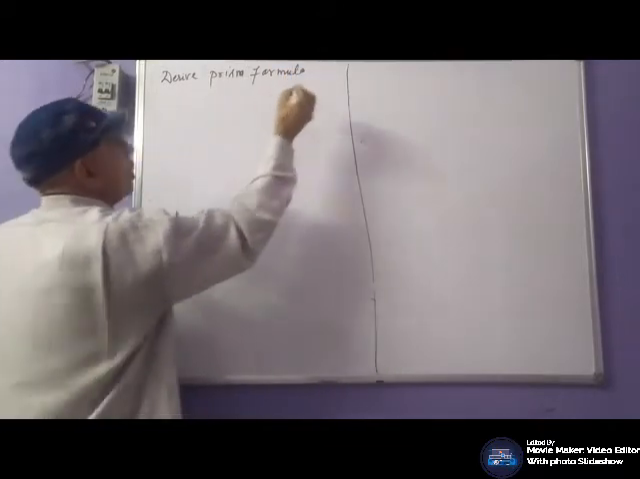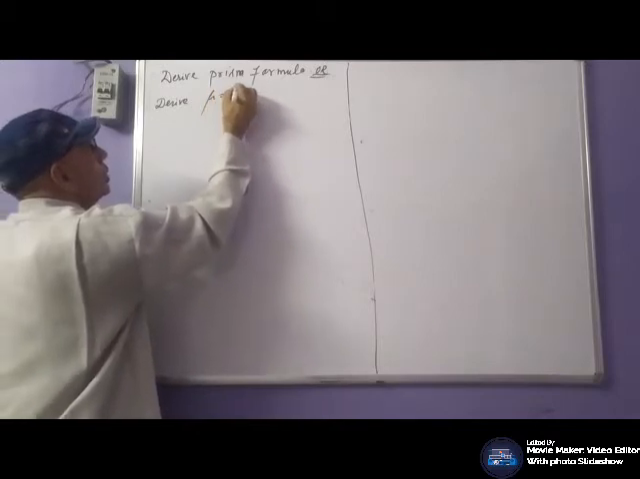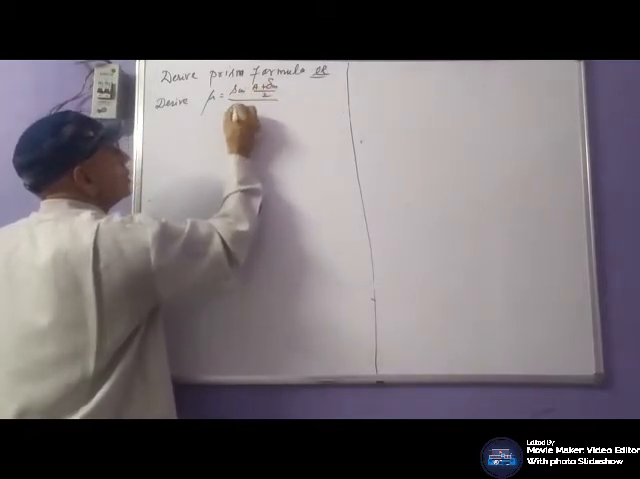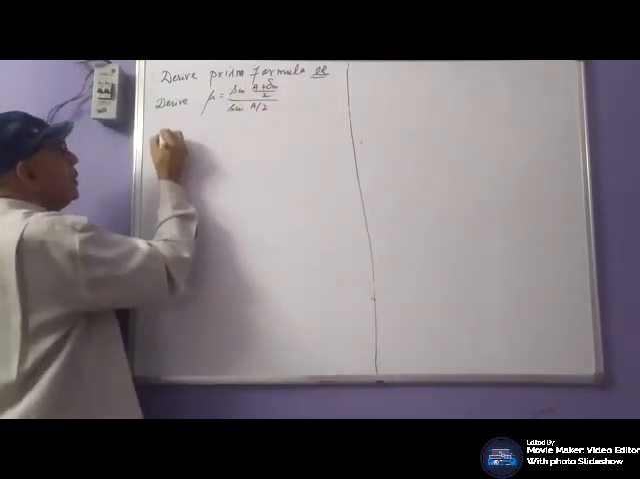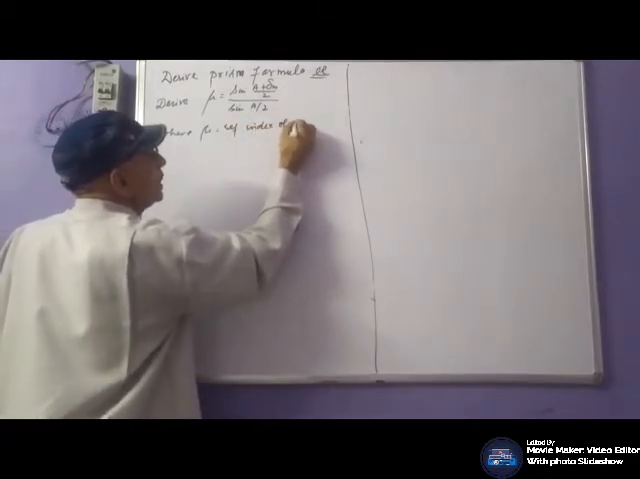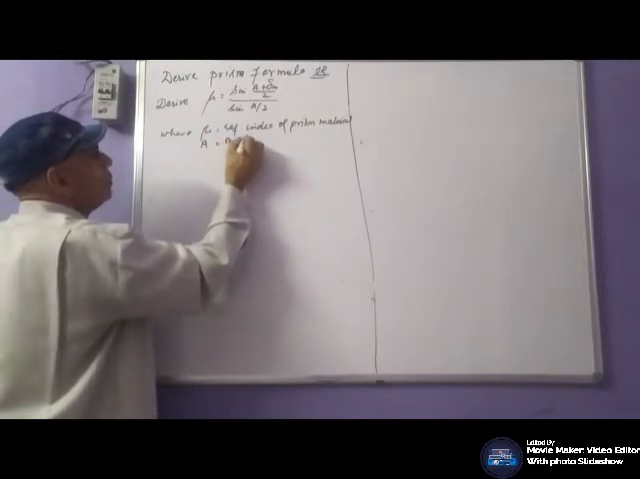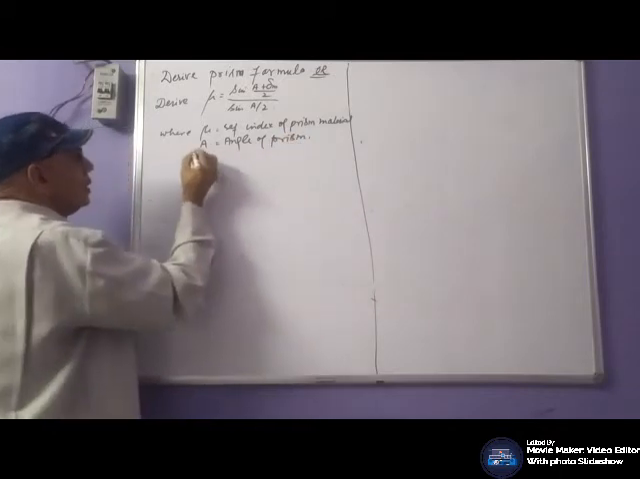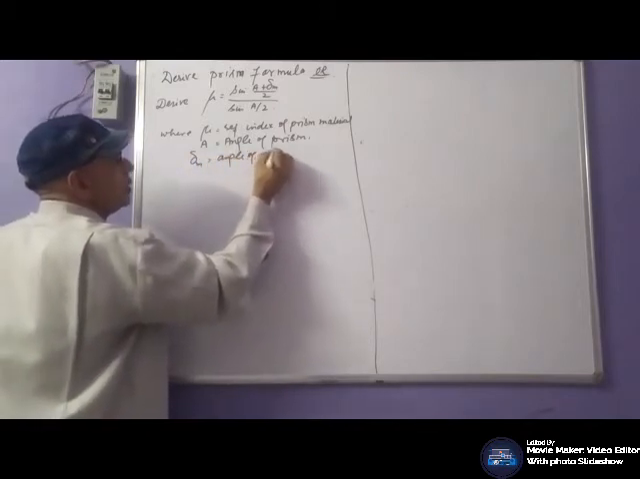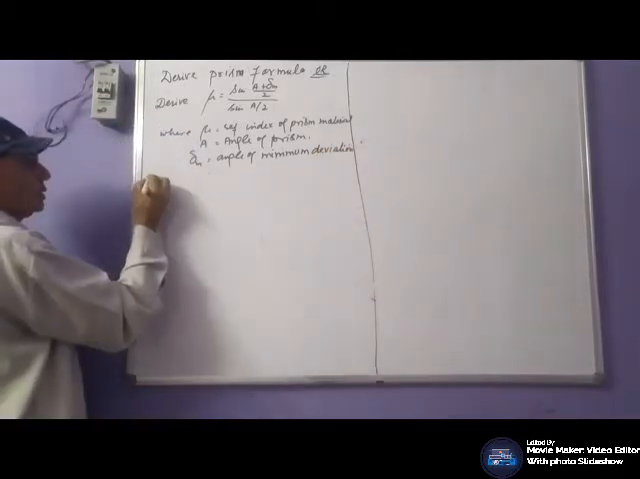Or derive mu equals sin of (A plus delta m) by 2 over sin A by 2, where mu is refractive index of prism material, A is angle of prism, delta m, m for minimum, is angle of minimum deviation. This is the question.